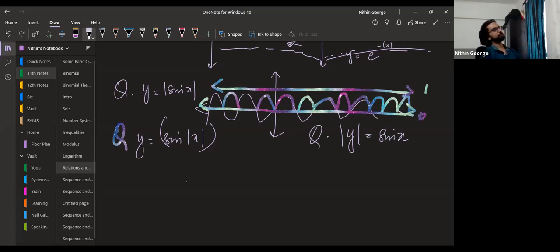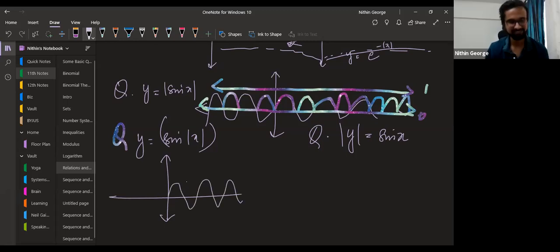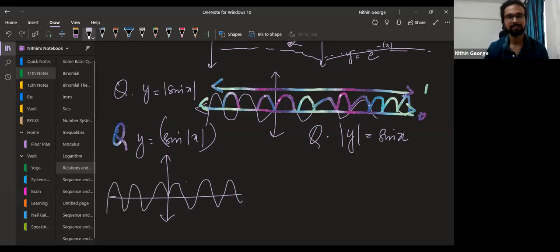Sin of mod x, what happens? When x is greater than 0, it is nothing but sin x itself. That's the first thing you have to understand. Sir, the left side of the graph becomes the mirror image of the right side of the graph. Lovely. So the idea here is when x is positive, this function is y equal to sin x only, nothing else. But when x is negative, what happens? The mod makes it positive.